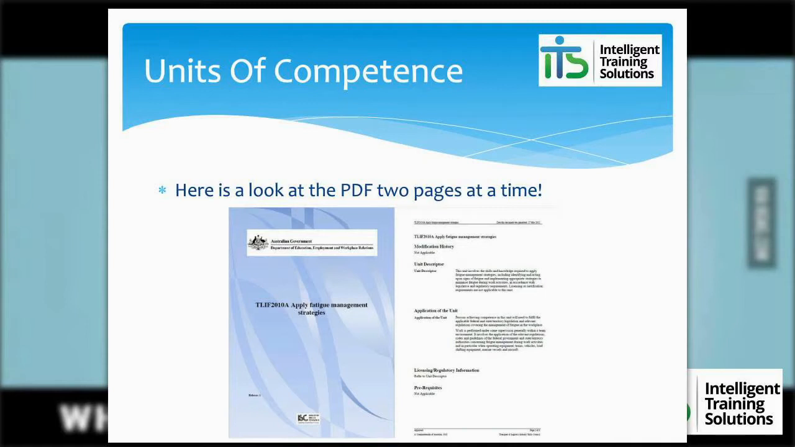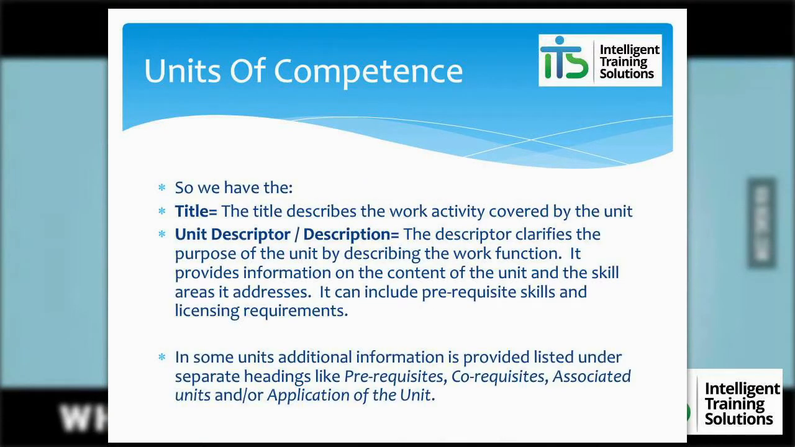It has its code, and then it has some information here on the right, which is the unit descriptor, the application of the unit, and some other requirements. I'm going to explain these in the following slides. First of all, we have the title, and the title describes the work activity covered by the unit. So you'll have TLIF 2010, and then it has Applied Fatigue Management Strategies.